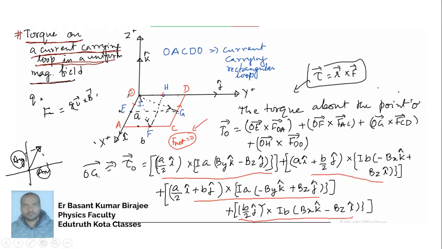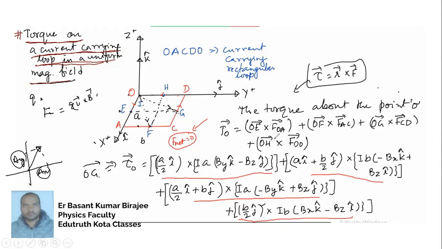And I said earlier, as the net force on the loop is zero, that is, as the forces are in equilibrium, the net torque about any point due to all these forces should be the same. So in order to find the net torque, we find the torque due to each force, and we take the vector sum. The vector sum of all these torques will be the net torque.